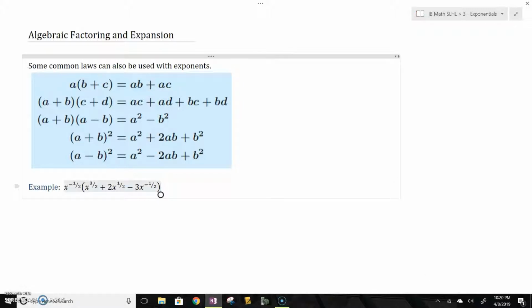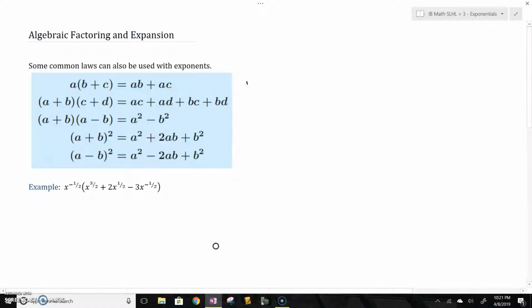So as you see in this blue text box here, you will notice that we have some common laws, things like distribution that you've seen, or foiling, or whatever you want to call that, also known as distribution for many. We also have things like difference of squares, and we have some other common ones. So make sure that you are familiar with them all, and we are now going to do them with exponents.